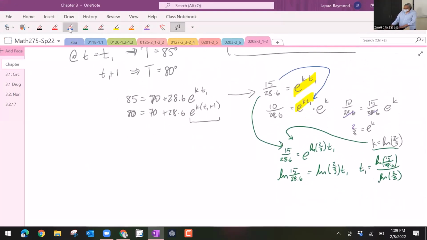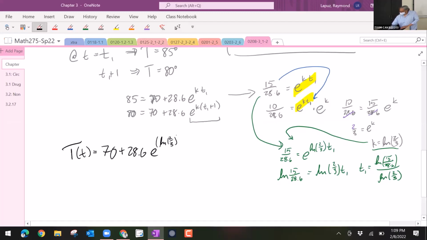I will, meanwhile, rewrite our actual function. Not that they're asking for this, but the temperature is going to be given by 70 plus 28.6 e to the, and then here's the ln of 2/3 times t. And then the time, 1.591, thank you, Dylan.